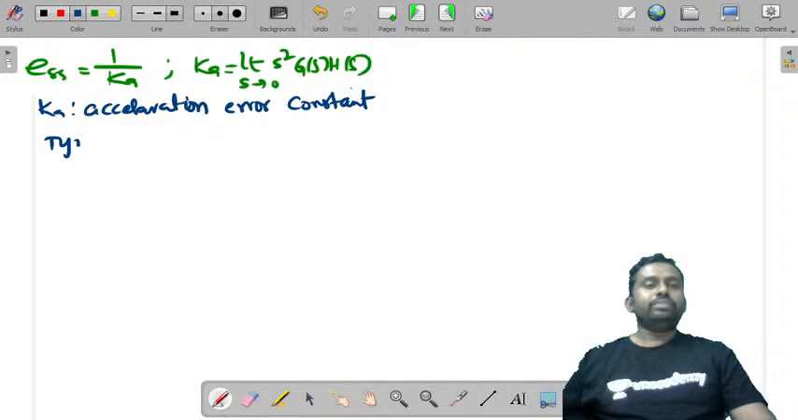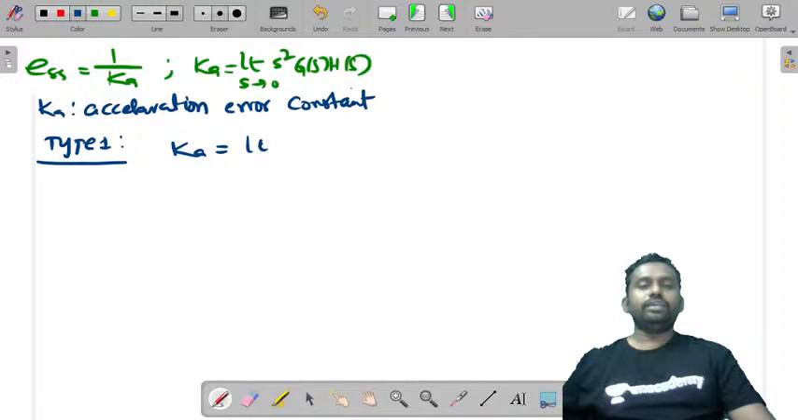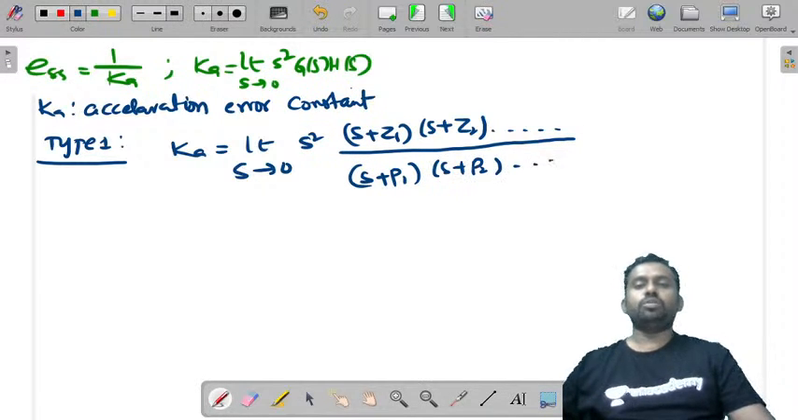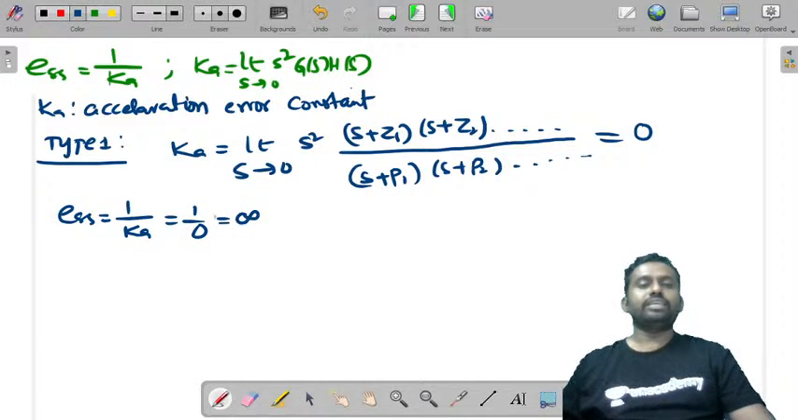Now for type 0, I'm writing directly, just try to understand. So ka value is limit s tends to 0 s square into g of s plus z1 into s plus z2 and so on by s plus p1 into s plus p2 and so on. This is type 0 system. You don't have any pole at the origin. If you substitute s is equal to 0, what would be the value of this? This is 0. Therefore, ess is equal to 1 by ka, that is 1 by 0, which is infinite.